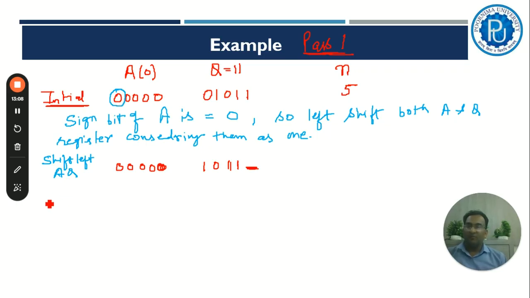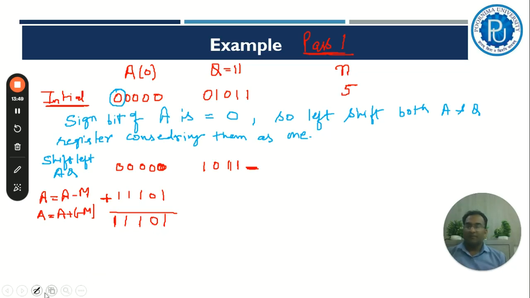So now, as the sign bit was 0, we have to subtract. So A equals A minus M. Basically, we are going to perform A equals A plus minus M. We are going to add in the accumulator the minus 3, which is 1, 1, 1, 0, 1. So what we will get? 0 plus 1, 1, 0, 0 plus 1, 1, 1, 1.